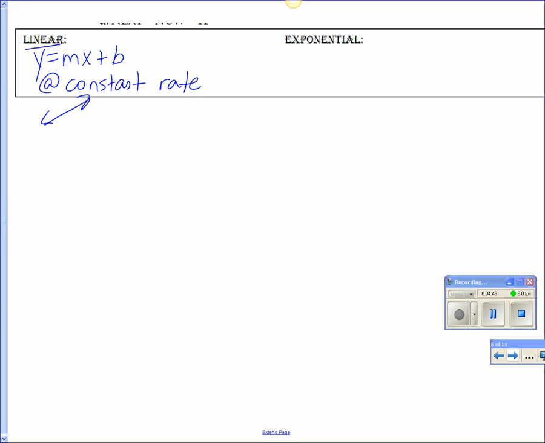All right, this is new. For exponential, the formula is y equals, I want to do it exactly like I have it on your formula sheet so I don't confuse you. Okay, a times 1 plus or minus r to the x.